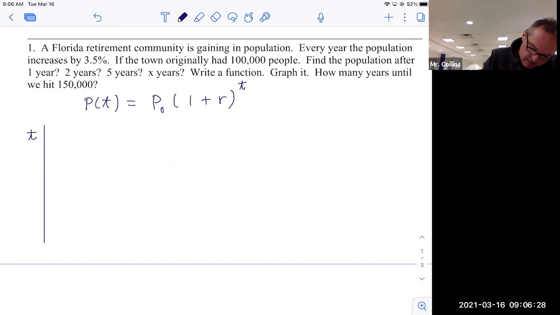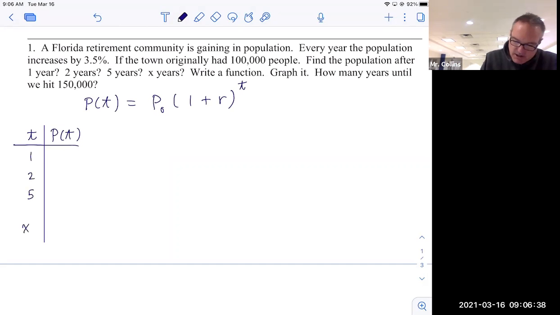Why don't we find some ordered pairs, T, P of T. And what did they ask for? They asked for 1 year, 2 years, 5 years, and then finally X years. And of course, what am I going to do? I'm going to plug those values in, right?